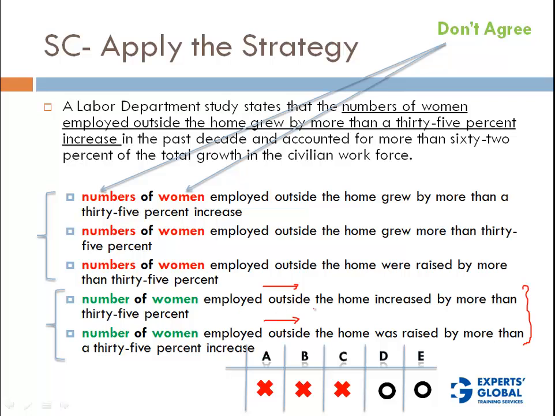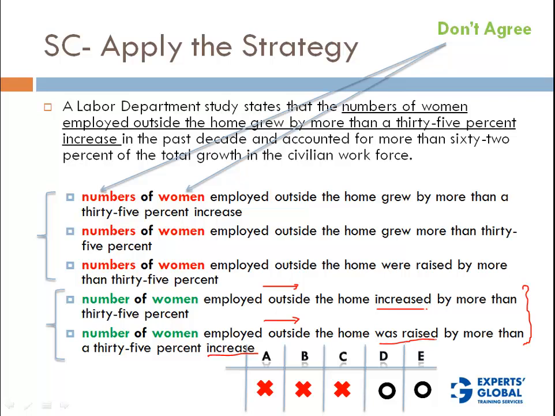Number of women employed outside the home increased, and here I see was raised. I see some difference. Was raised changes the meaning. Was raised tends to say that someone else was raising the number of women. That's not correct. Increased is the right usage. And as we read further, I see another big difference. The presence of this extra word increase here in the option E.